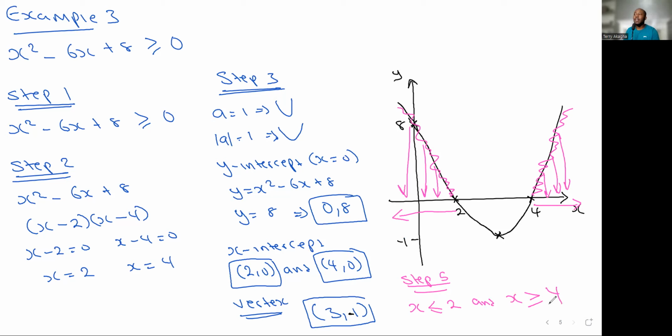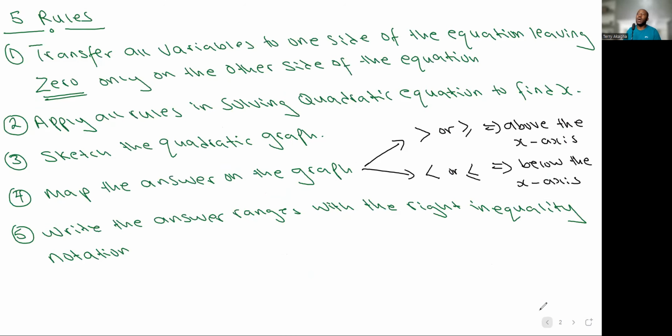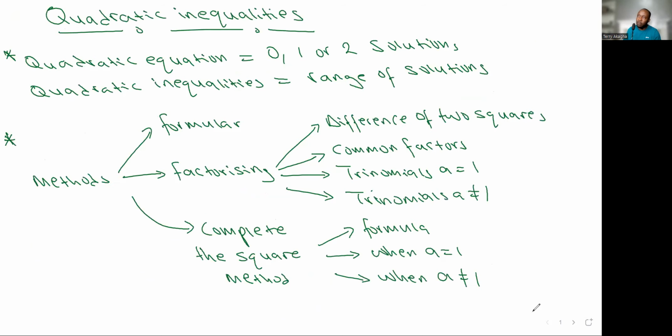All right, so that is that for quadratic inequalities. Don't forget, the first thing you need to know is how to transfer all the variables to one side. You apply all the rules in solving quadratic equations. You sketch the graph, you map the answers, and you write your answers as well. Also, you need to review how to draw quadratic equation graphs. There are 3 methods: you need to know how to use the formula, factorize, or complete the square.